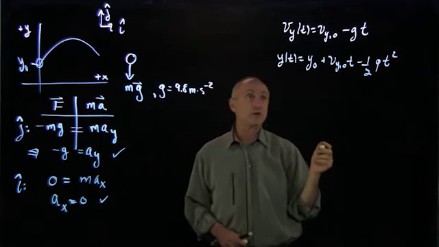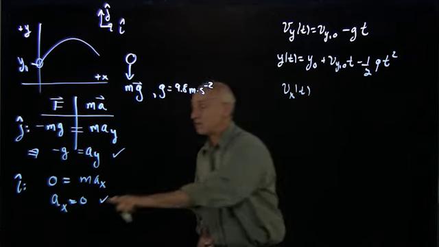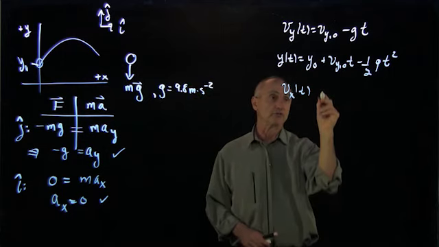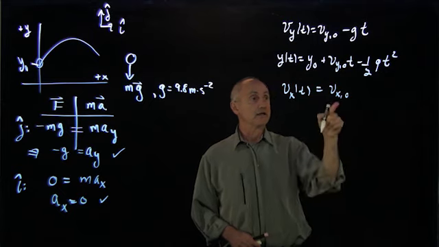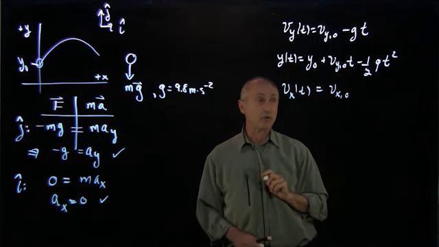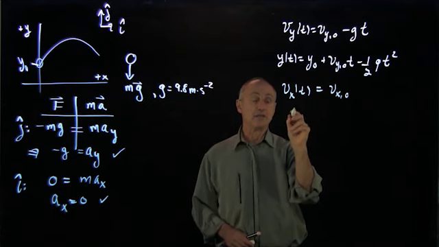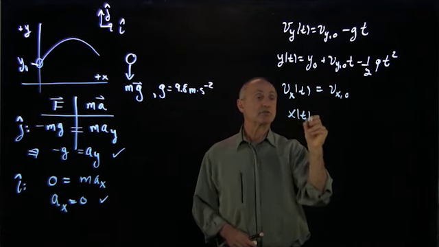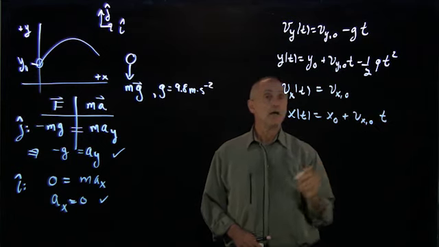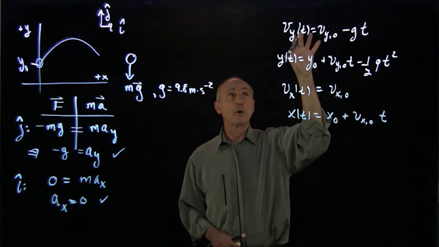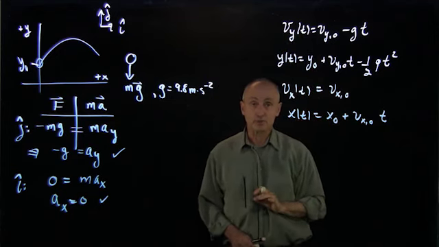Now, the horizontal equation of motion, vx of t, because there's no acceleration in the horizontal direction, is a constant value given by the initial value of the component of the velocity in the x direction. And the position, x of t, is then equal to some initial position plus vx naught t. And so those are our functions of time for the components of the velocity and the components of position.